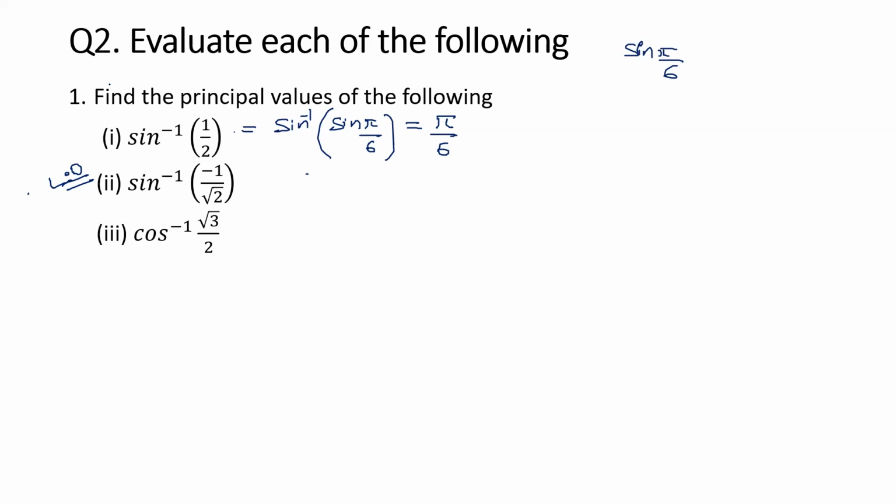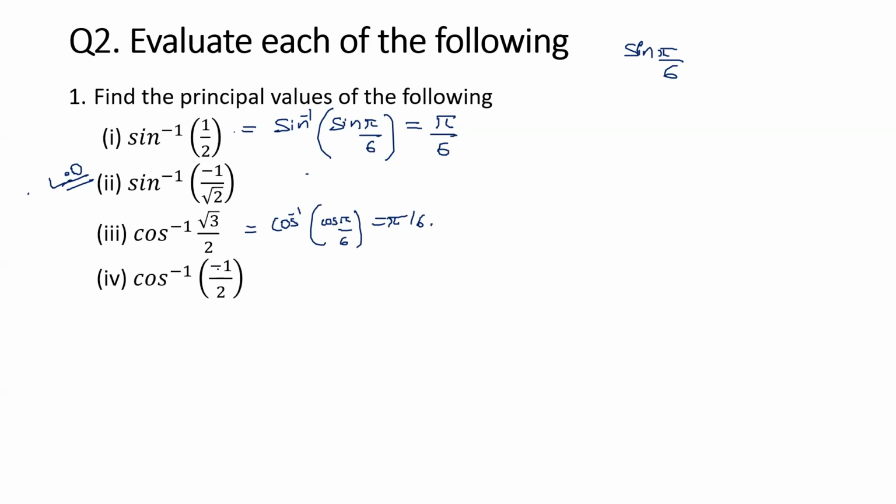So pi by 3. Pi by 3, not pi by 6. So pi by 3 is 60 degrees. Why 60? Why not 30? What is cos 30? Root 3 by 2. Yes. Okay, so you need to write cos here. So it is cos inverse cos pi by 6, so this will give you pi by 6.